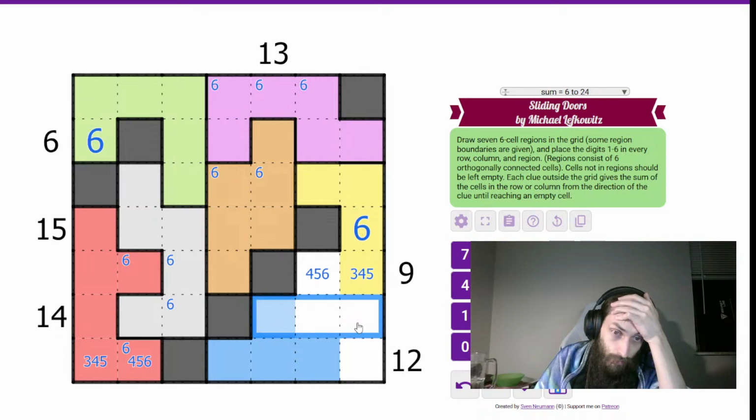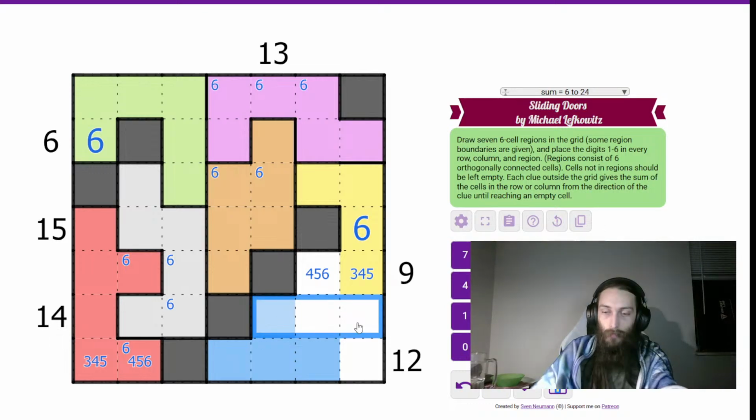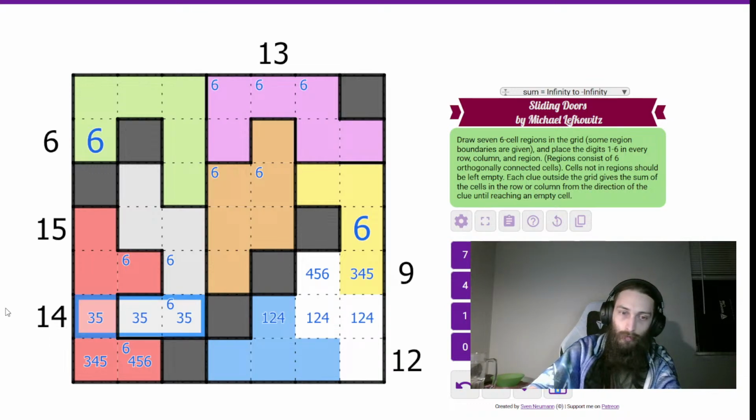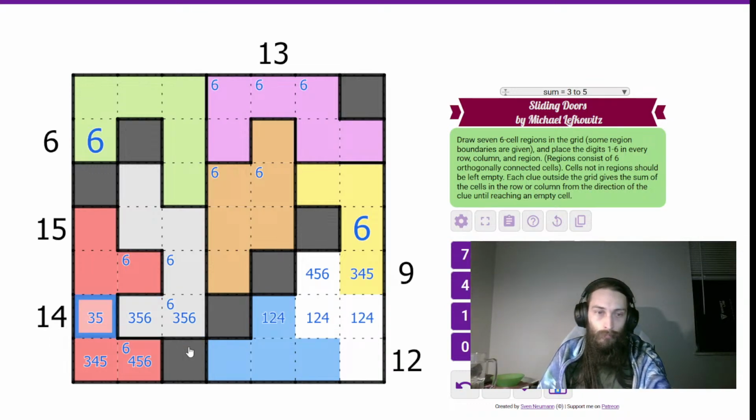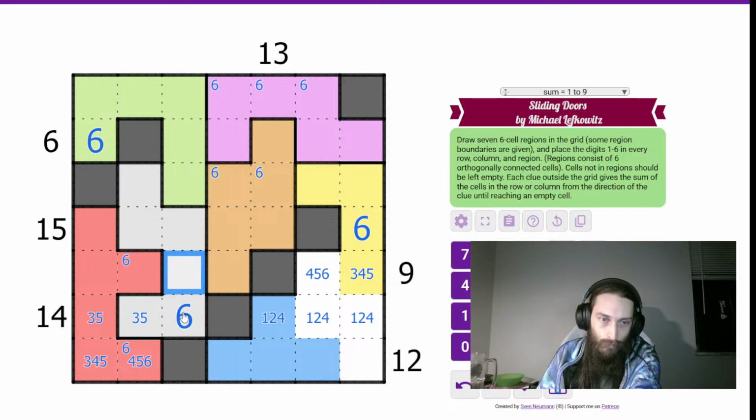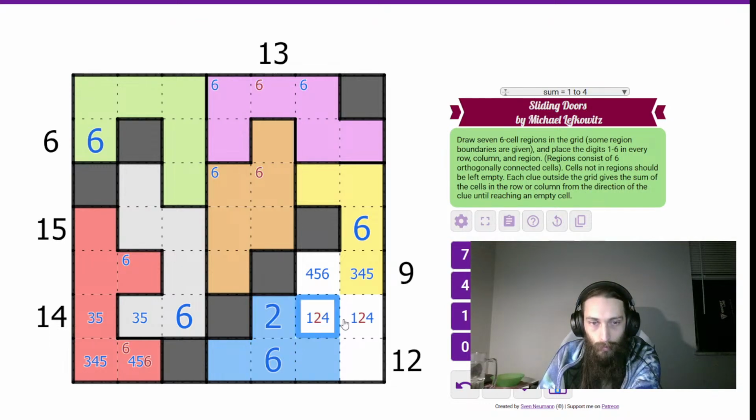These 3 are 7, right? So 1, 2, 4 to make this 3, 5, and 6. And now these two are 8. So 4 is not allowed. This is what's going to have to be 6 and 2.